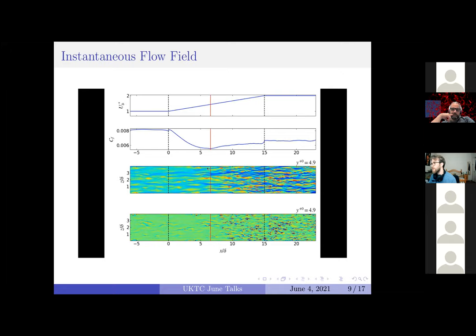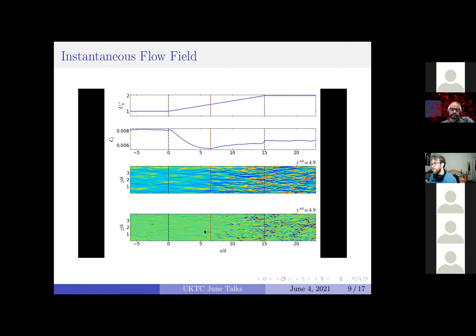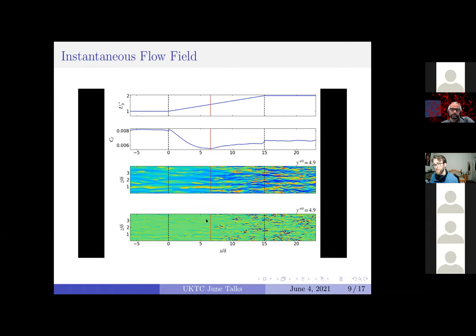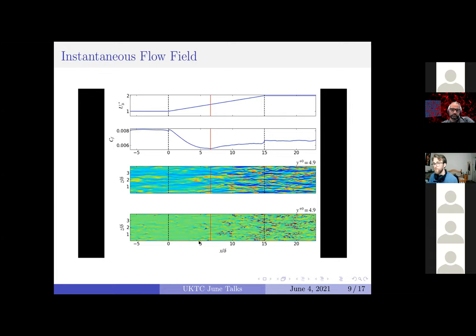I think this is much more clearly observed if we look at the bottom plot. We look at the normal velocity fluctuation, and we can clearly see the formation of the turbulent spots here. The one thing I'd really like to highlight is that in this bottom plot, before the formation of those turbulent spots, the normal velocity fluctuation doesn't really respond much at all during this initial phase.